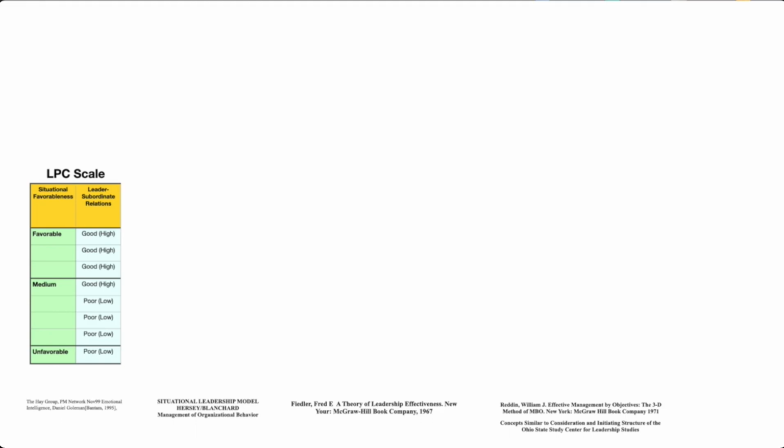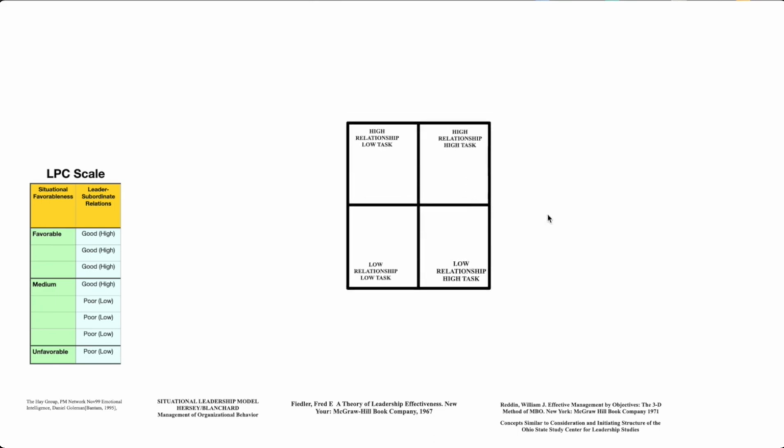Model using the LPC scale overlaying the four quadrants of the effective and the four quadrants of the ineffective leadership behavior. As you can see here, there are three components. The first one being the leader-subordinate relationship. We're going to look at that first off under relationship and continue on building the model. And in the middle here, here's your four quadrants.